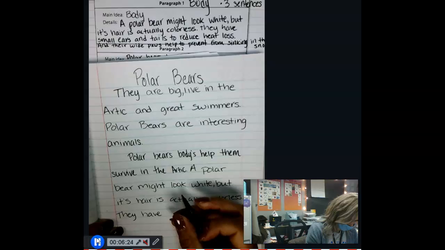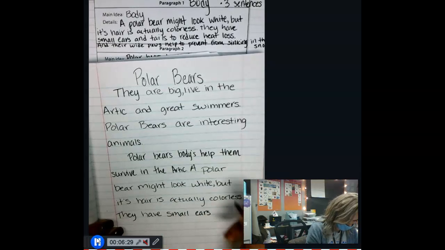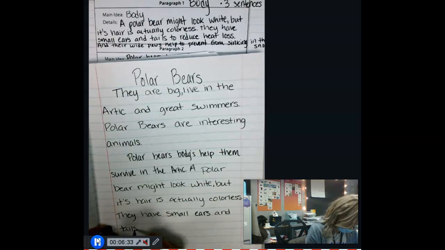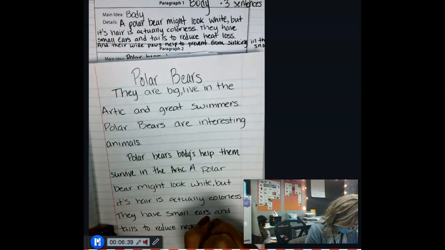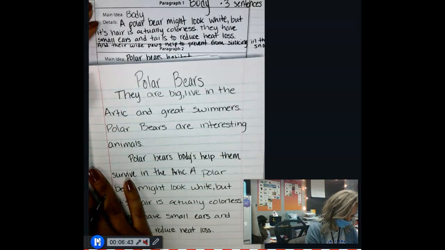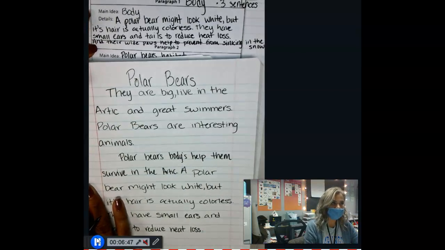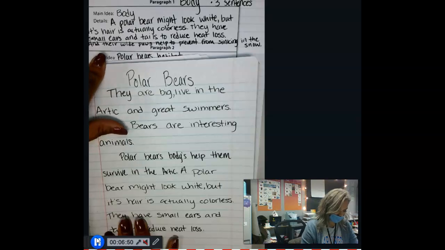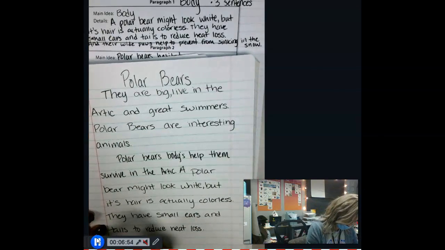They have small ears and tails to reduce heat loss. And then I still have to write my last sentence here. So I'm writing, and their wide paws help to prevent from sinking in the snow.